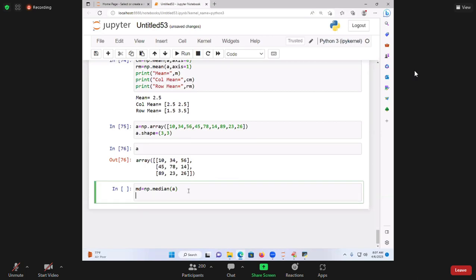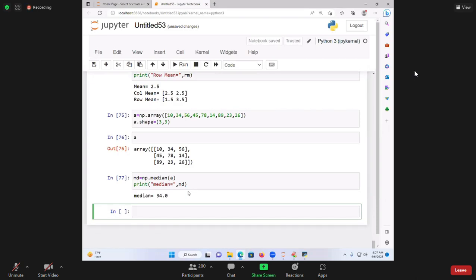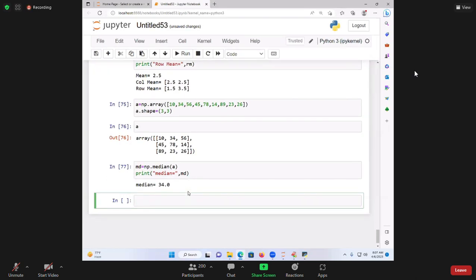So I'm going to write it. Print of median. Median is equal to MD. See the answer: 34. Why that 34? Because 9 elements are there. What is the center element? Fifth element is the center, because odd numbers will give you exactly the center element.